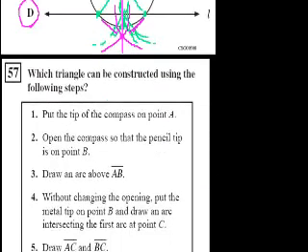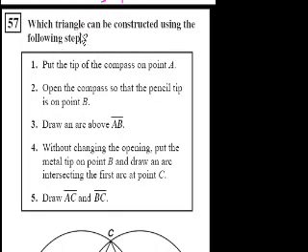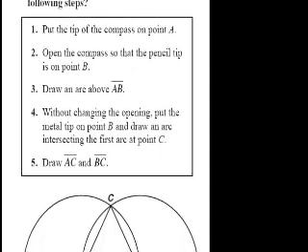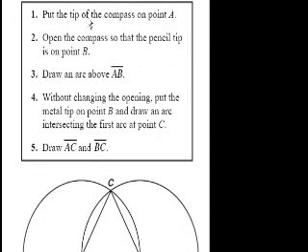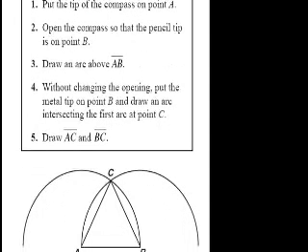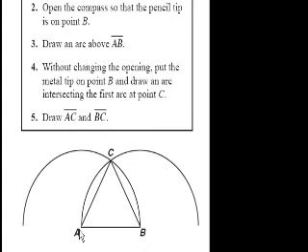All right, problem 57. Which triangle can be constructed using the following steps? Okay, this is interesting. A lot of compass work here. Put the tip of the compass on point A. So let me go down there. So they put the tip of the compass on point A. Open the compass so that the pencil tip is on point B. Okay, pencil tip is here. Draw arc above AB. So then they drew this arc right here. Draw arc above AB. That's this thing that I'm trying to color in.